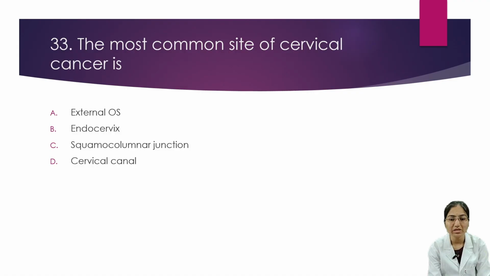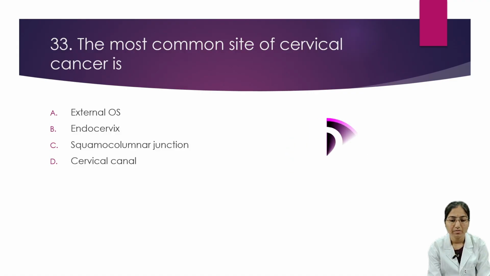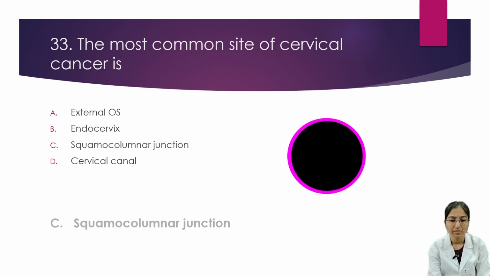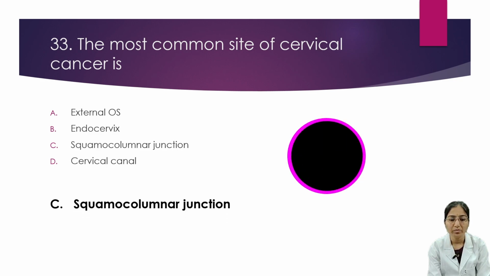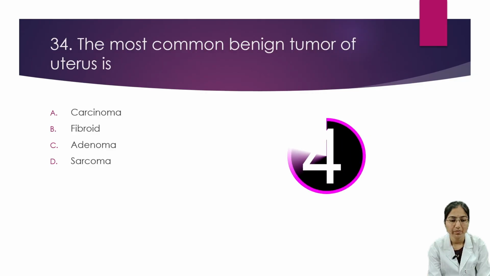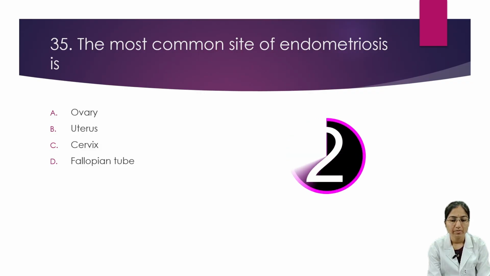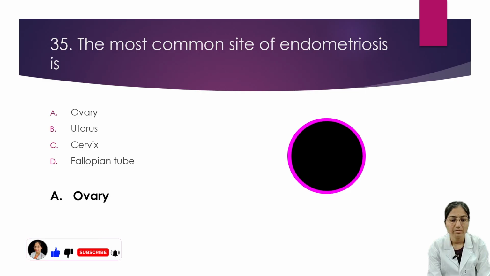The most common site of cervical cancer is squamocolumnar junction. The most common benign tumor of uterus is fibroid. The most common site of endometriosis is ovary.